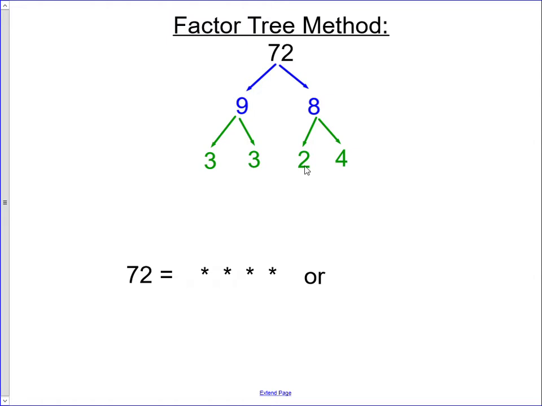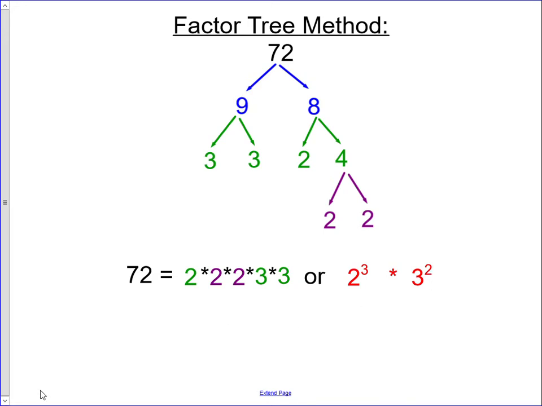2 is a prime number, and 2 is unique because it's the only even prime number. And knowing that, 4 is even, but 2 is the only even prime, so I know that I can keep going with 4. So 4 is 2 times 2. So if I look at the end of all these branches, I see that the prime factors of 72 are 3 times 3 times 2 times 2 times 2. So I can write the prime factorization of 72 as 2 times 2 times 2 times 3 times 3, or if allowed, I can write it using exponents, which would be 2 to the third power times 3 to the second power.